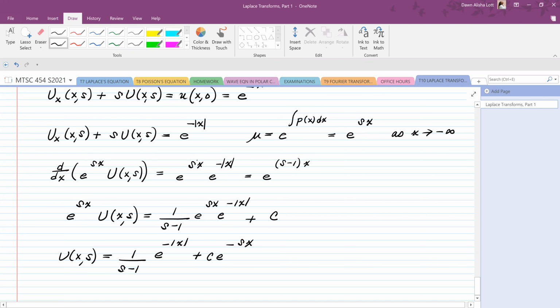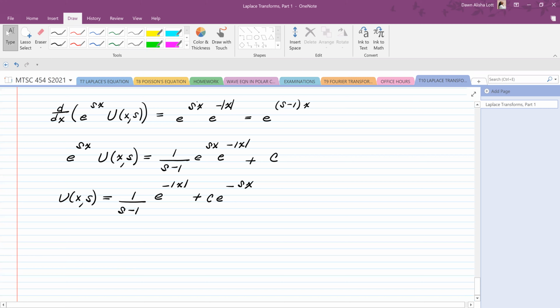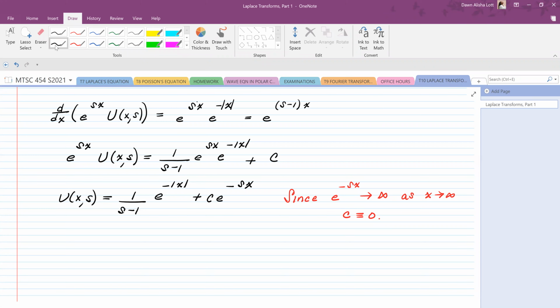Here we go. Now, since e to the minus sx goes to infinity as x goes to infinity, c has to be equal to 0. Otherwise, that term's going to blow up. So now you get u of x and s is equal to 1 over s minus 1 e to the minus absolute value of x.